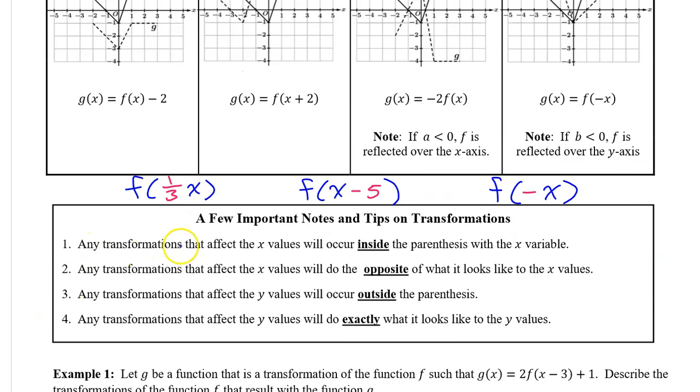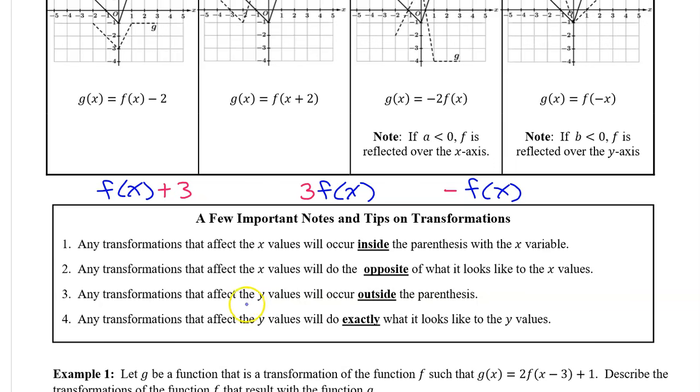Notice that any transformations that affect the x values will occur inside the parentheses with the x variable. So those will be things like horizontal dilations, horizontal translations, or reflections over the y-axis. Be careful. Transformations that affect the x values do the opposite of what they look like. So this minus 5 is actually a shift to the right by 5. And this 1/3 is a horizontal dilation by a factor of 3, not 1/3.